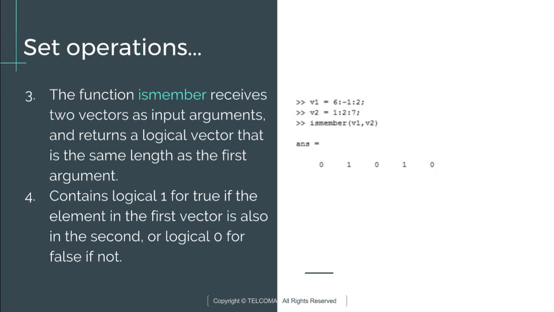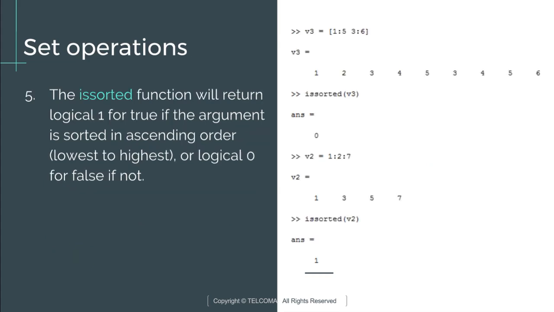Next is the ismember function. So this function receives two vectors as input arguments and returns a logical vector that is the same length as the first argument. So this function contains logical 1 for true if the element in the first vector is also contained in the second, or logical 0 for false if not. Next is the issorted function. This function will return logical 1 for true if the argument is sorted in ascending order, that is from lowest to highest value, or logical 0 for false if not.